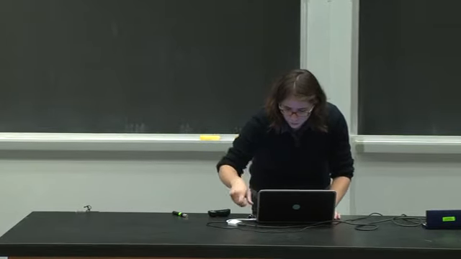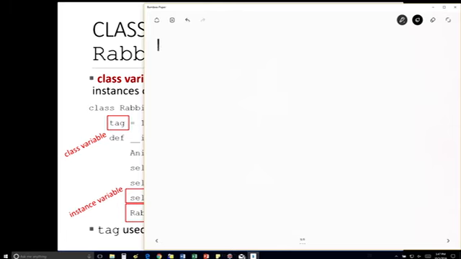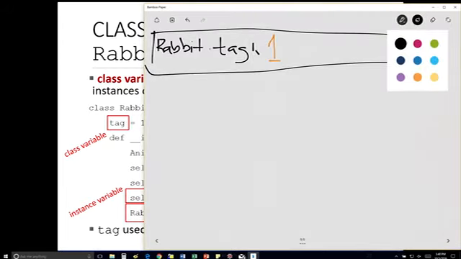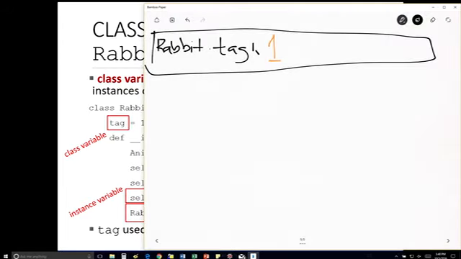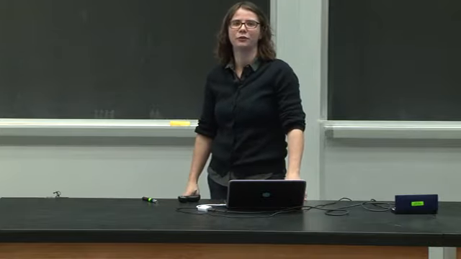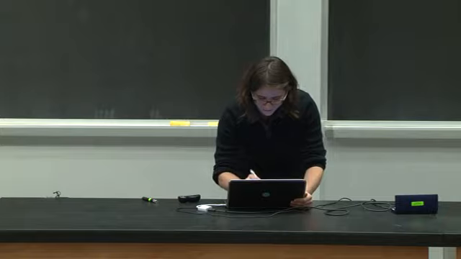So let's do a quick drawing to show you what I mean. Let's say I have rabbit.tag here. Initially, tag is going to be 1. And then I'm going to create a new rabbit object. This is as I'm calling the code. So let's say this is a rabbit object. Oh boy. Okay. R1. I actually Googled how to draw a rabbit, but that didn't help at all.